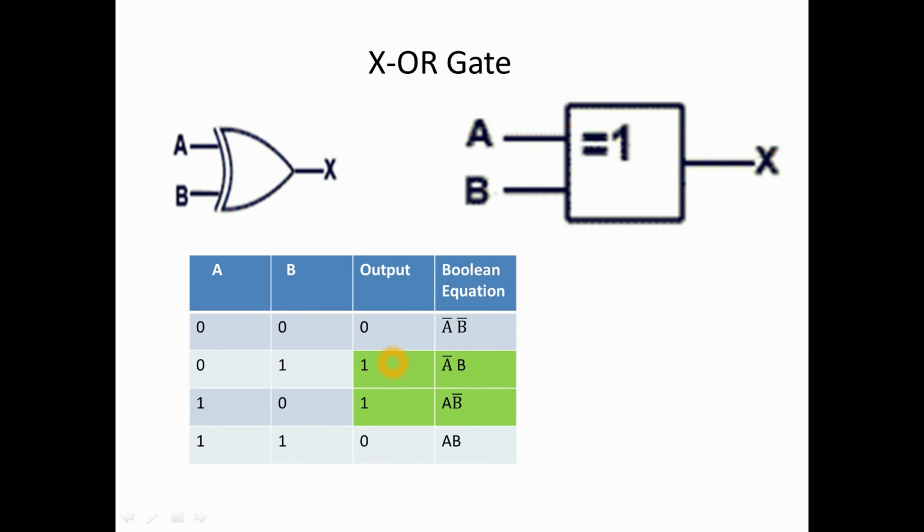Here, when you take the 2 input exclusive OR gate, these are the possible inputs: 0, 0, 0, 1, 1, 0, 1, 1. For 0, 0, the output is 0. For 0, 1, the output is 1. For 1, 0, the output is 1. For 1, 1, the output is 0.